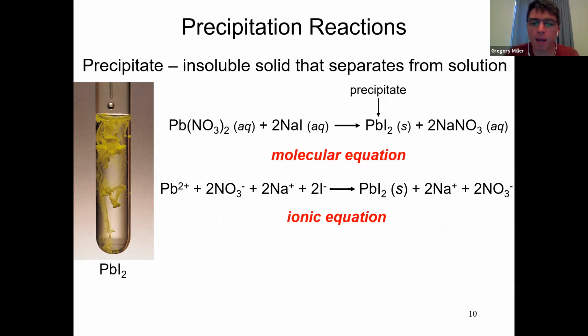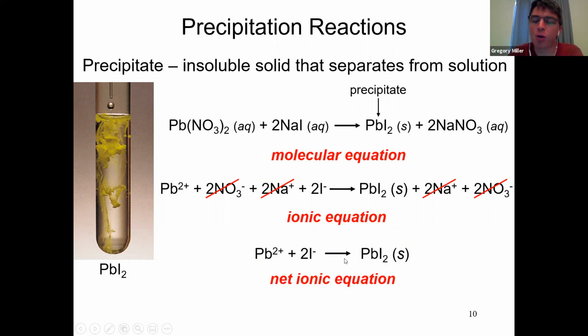Then we can do something where we cancel out everything that's the same on both sides. So for example, both of those nitrates will cancel out. The sodiums will cancel out. They're the same on both sides, just like you do with algebra. If you have 3x and 1x on the other side, the x's will cancel out. You can do the same thing here. And everything that's left gets written down as your net ionic equation.